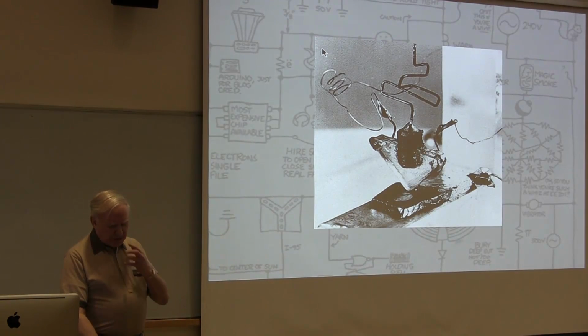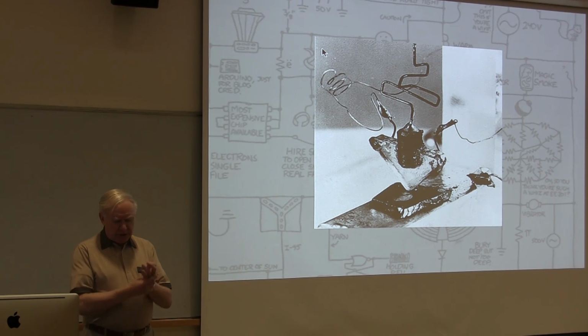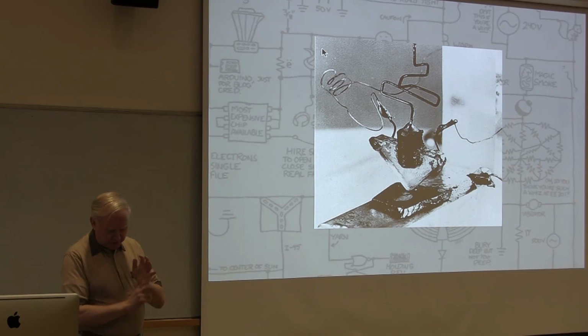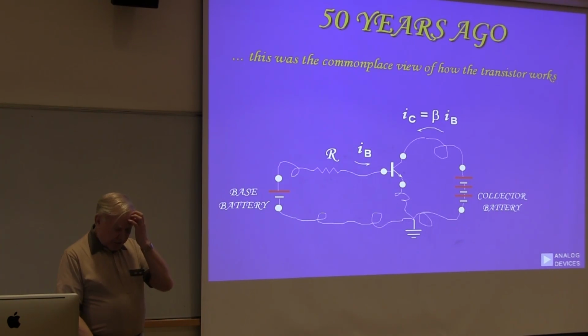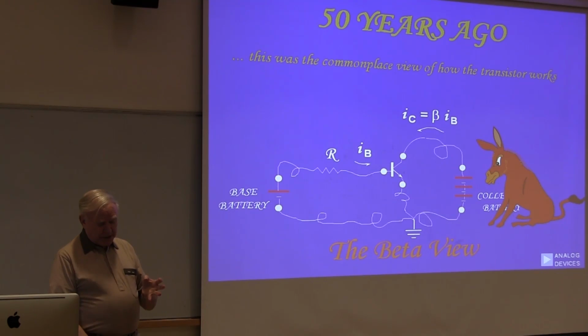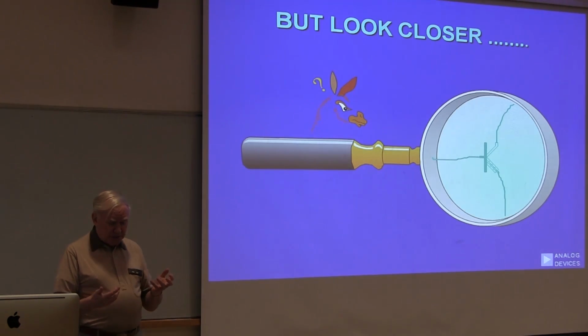Well, this is how it started. People have made reproductions of this, and I almost bought one on eBay, but I was outbid a while ago. I'd like to have one of those around the place. But anyway, 50 years ago, this is how the bipolar transistor was viewed. I call it the beta view.